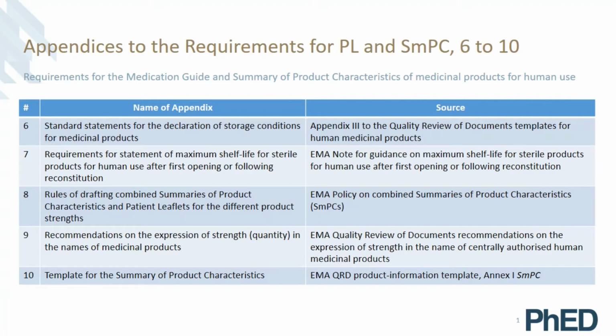Appendix 8 lays down rules of drafting combined summaries of product characteristics and patient leaflets for the different product strengths and is based on the EMA policy on combined summaries of product characteristics. Appendix 9 contains recommendations on the expression of strength, quantity, in the names of medicinal products and is adapted from the EMA Quality Review of Documents recommendations on the expression of strength in the name of centrally authorized human medicinal products. Appendix 10 provides a template for the Summary of Product Characteristics and is adapted from the EMA QRD Product Information Template, Annex 1 SMPC.